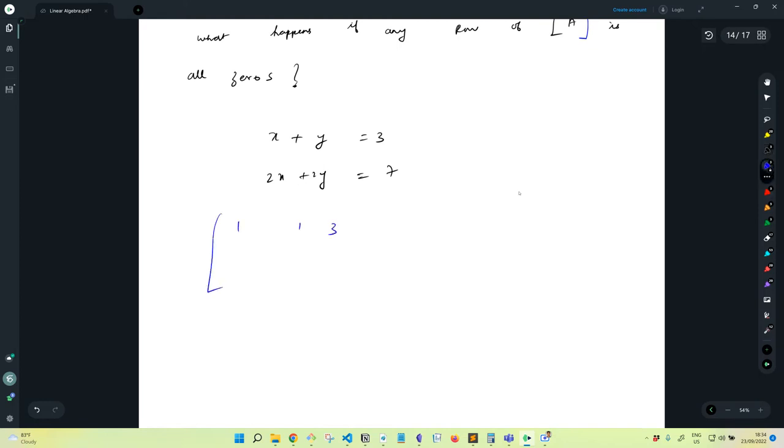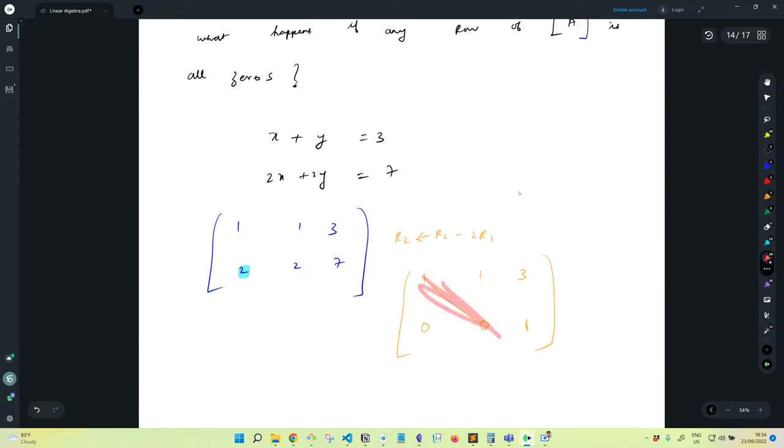Now let me take the augmented matrix for this. The augmented matrix will be [1, 1, 3; 2, 2, 7]. If you want to convert this to RREF, you make this entry 0. To do that, you apply R2 equals R2 minus 2 times R1. When you do that, you have 1, 1, 3, and the second row becomes 0, 0, and 7 minus 2 times 3, which is 1.